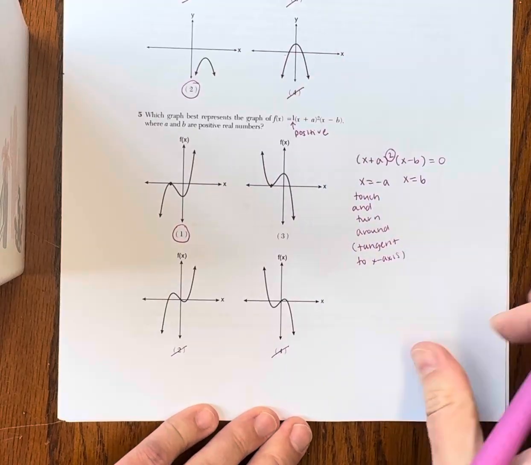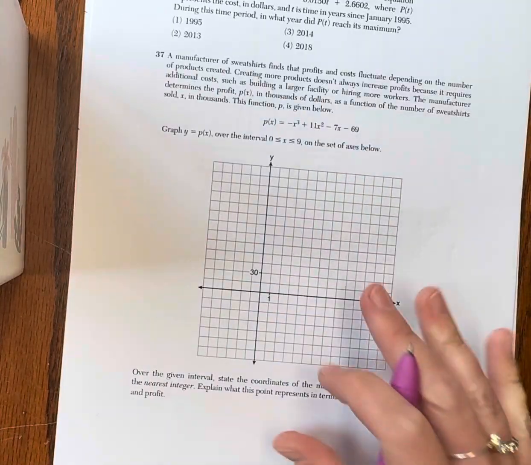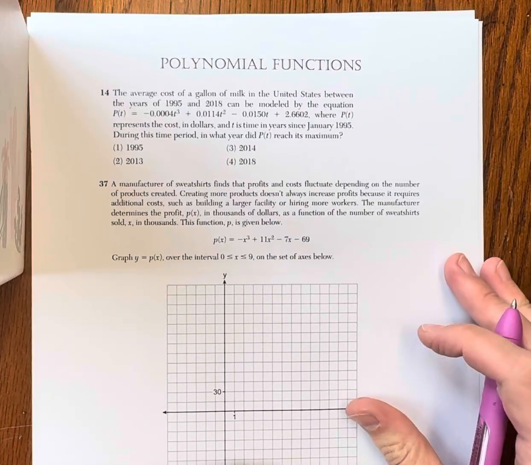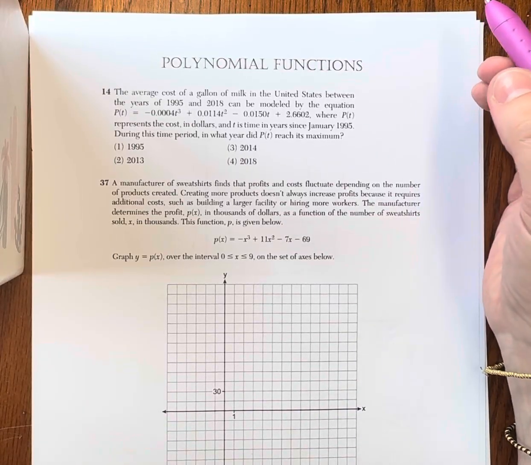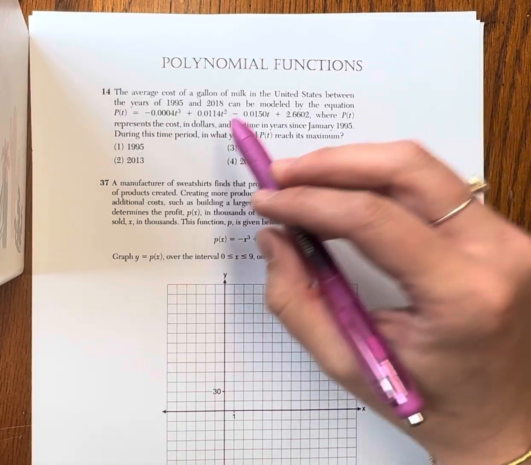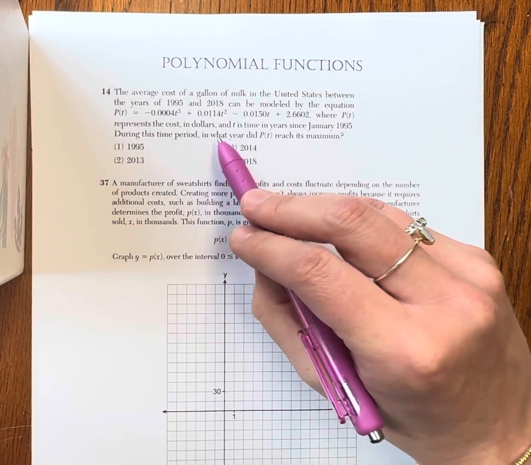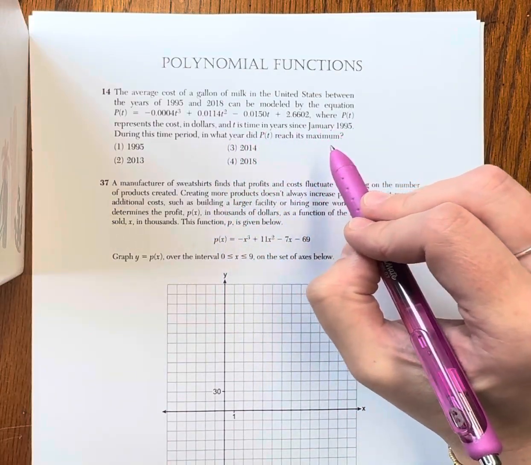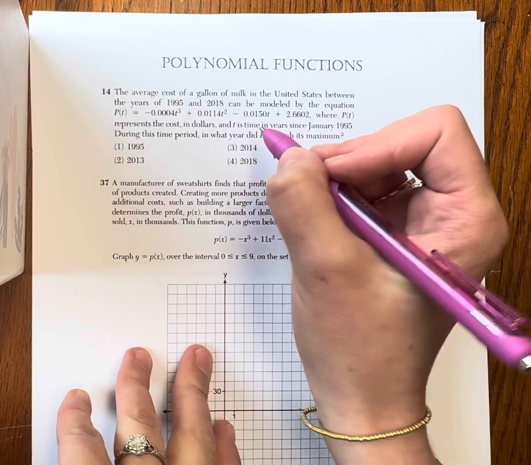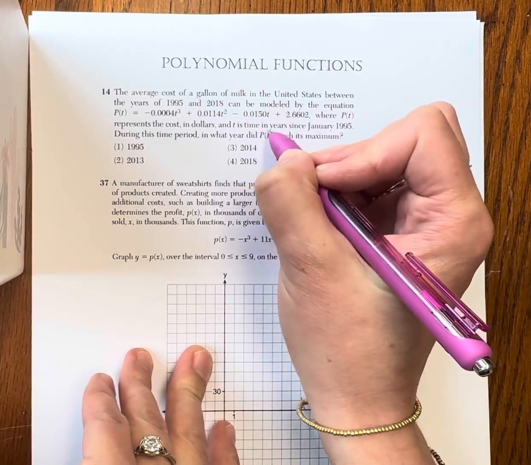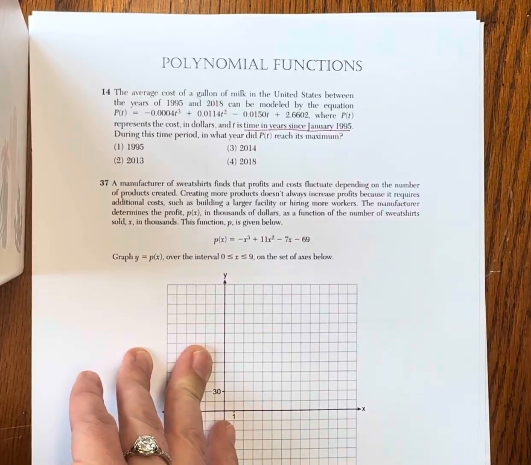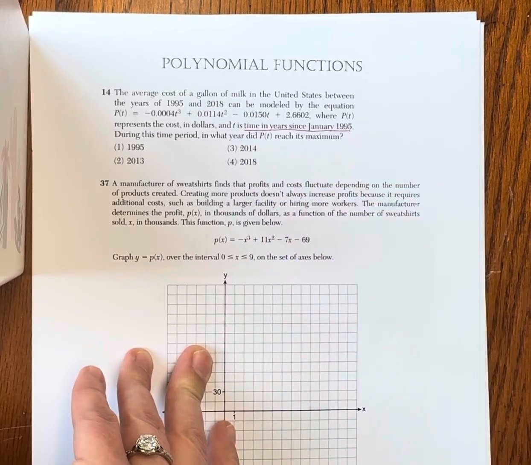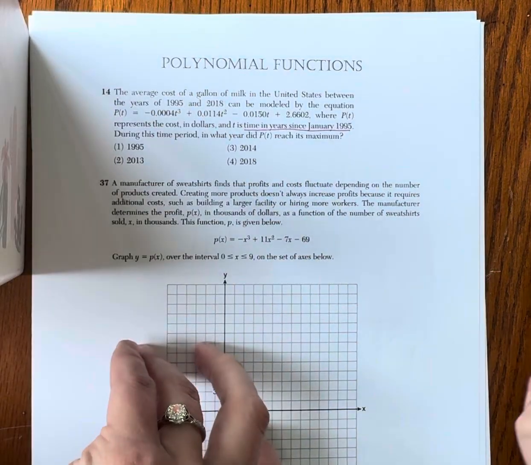All right, the average cost of a gallon of milk in the United States between the years 1995 and 2018 can be modeled by this equation. P of t represents the cost in dollars and t is time in years since January 1995. During this time period, in what year did P of t reach its maximum?